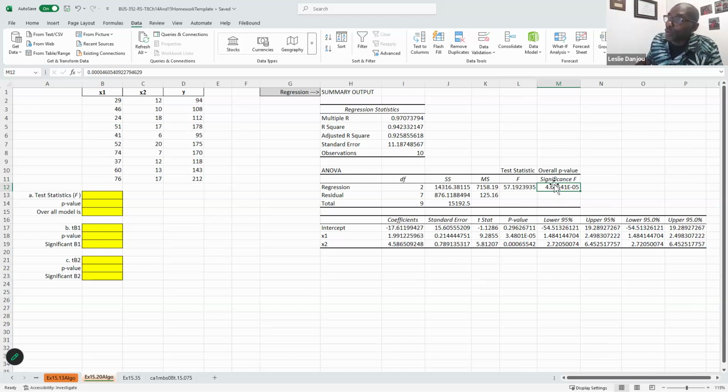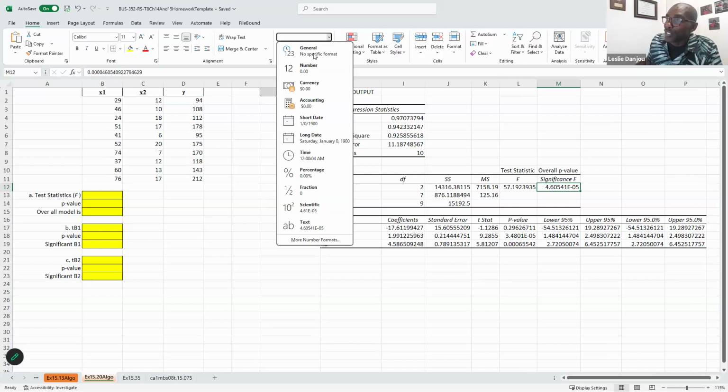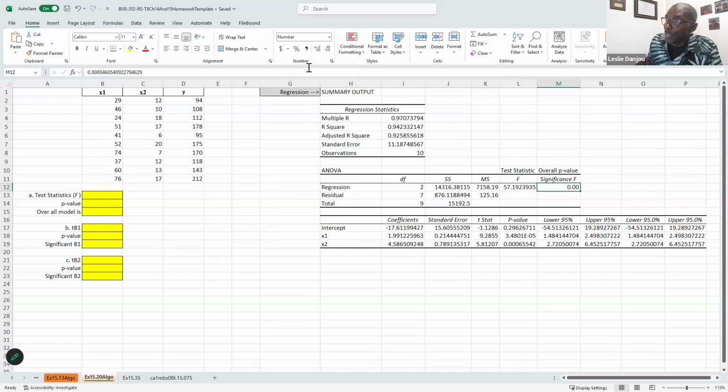If you don't want to see it like this, you can click on your home tab, and instead of general, you can change it to a number. And remember, with p-values, you want 4 decimal places. I'm going to move it over to the 5th decimal place so you can see the first number show up. This is why it says e to the negative 5. So I'm just going to move it to 4 decimal places as normal. What this would mean is that, yes, your X's do affect your Y's.